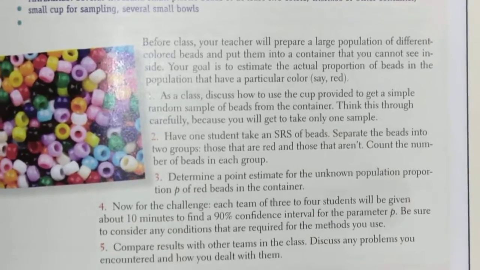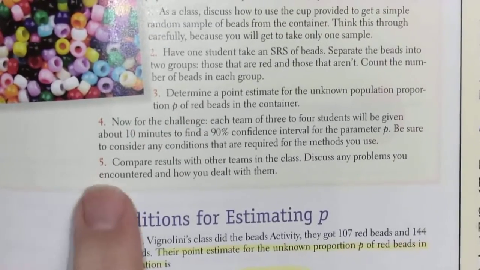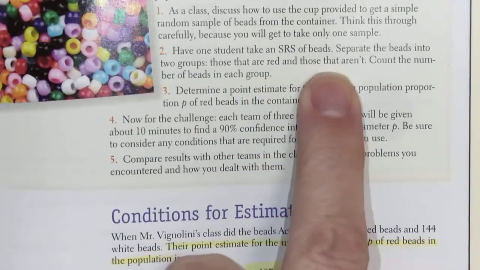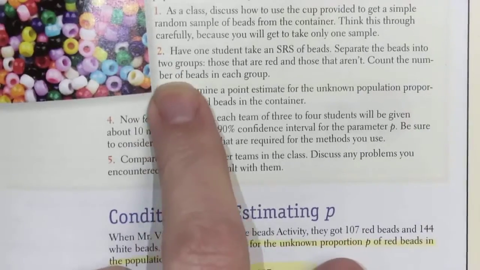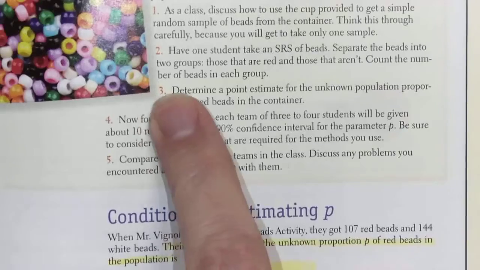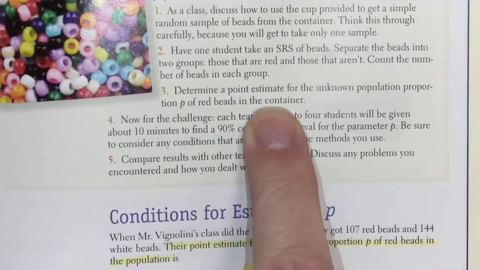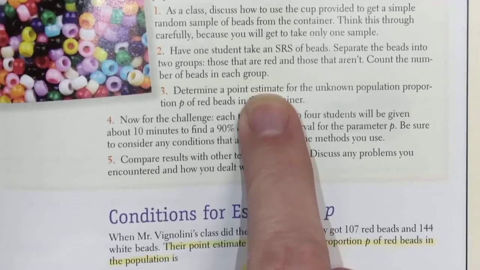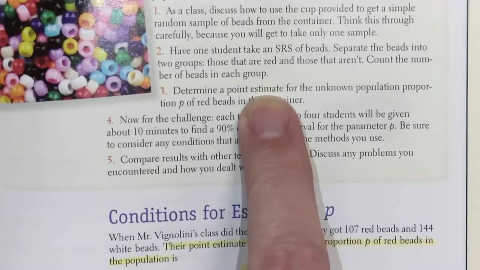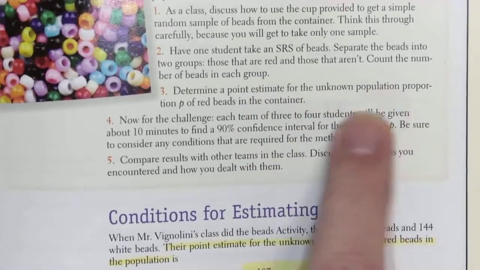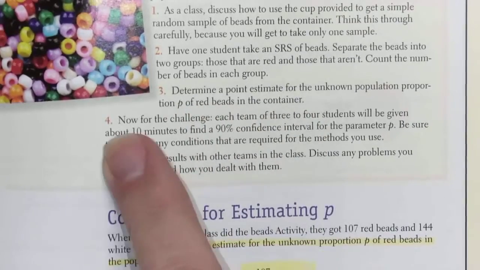Step 2, have one student take a simple random sample of beads. Separate the beads into 2 groups, those that are red and those that aren't. Count the number of beads in each group. Determine a point estimate, right? So think about what a point estimate was when we used mean, versus this, which is talking about population proportion, for the unknown population proportion P of red beads in the container.